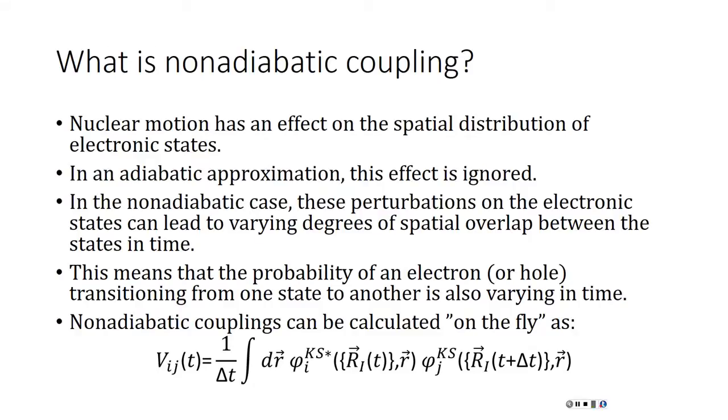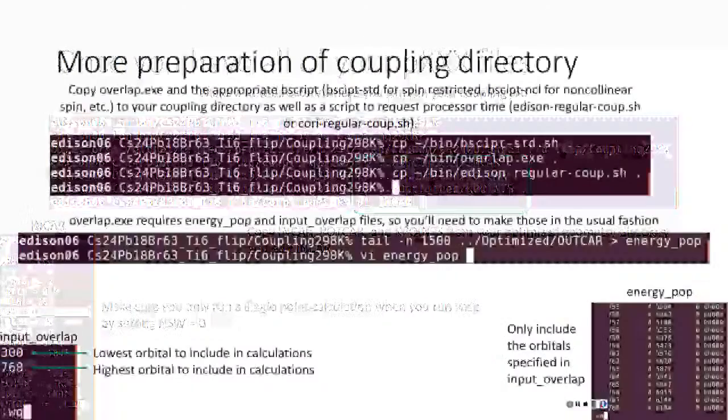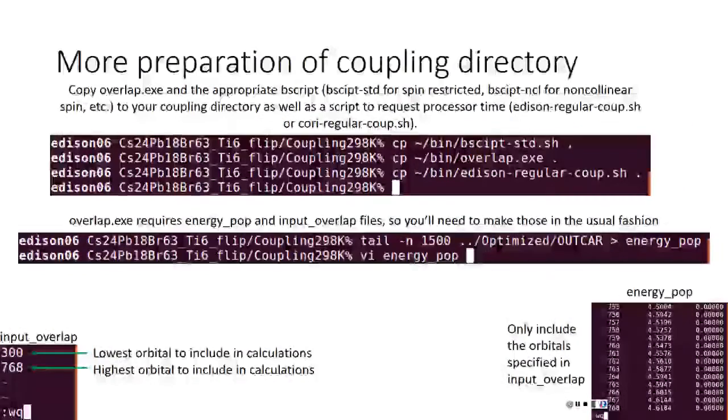More questions? If not, let's thank Landon once again. Oh, just a quick one. How do you know how many i's and j's you have for your couplings? You specify that. In which file? Input overlap, and your energy pop, I guess, too. But yeah, they range from there to there. Thanks for pointing that out.